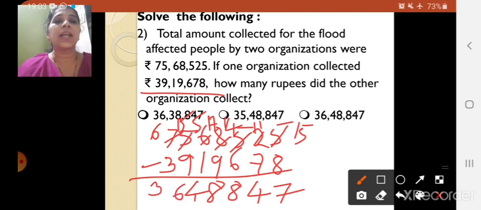So you got the answer 36,48,847. So where is this answer? It's here. So you will select this answer as 36,48,847. So let's go to the third sum.